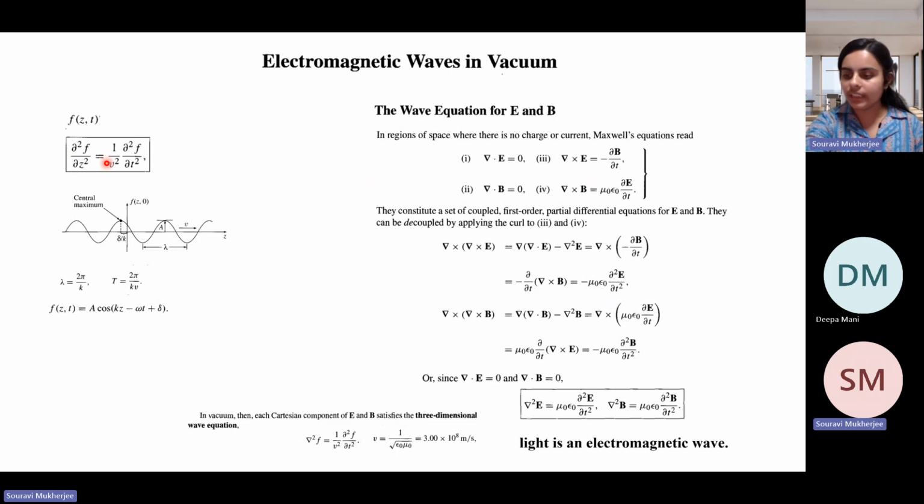So this is written in 1D. And if you have it in 3D, what would happen is you will write it as del square of f, right? So you'll have all x, y, and z components basically. So a wave satisfies this equation.